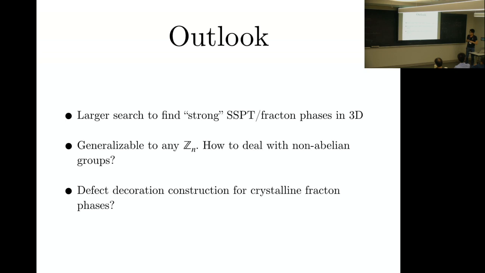So just a quick comment that we can find both weak and strong. I haven't found a fracton strong phase, so by searching larger matrices, I hopefully will be able to find that. The procedure can generalize to any Zn, although I still want to know how to deal with non-abelian groups. And for these crystalline phases, I know people have been working on the global symmetry or topological order with some decoration construction. It would be nice to see how to do that for fractons as well. So, thank you.